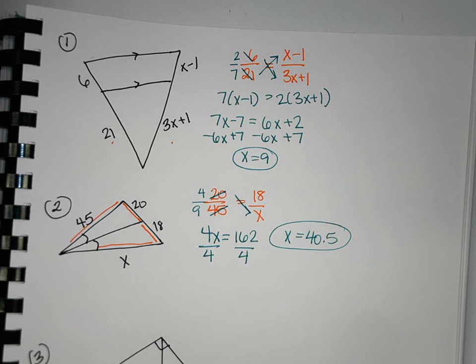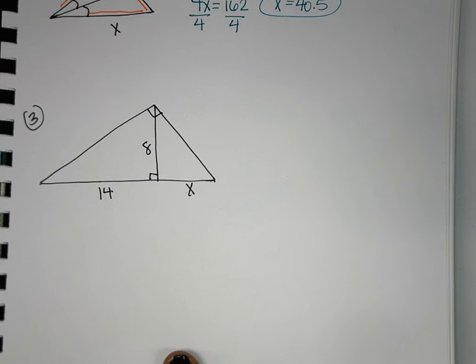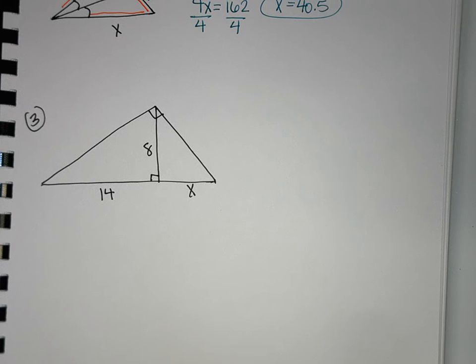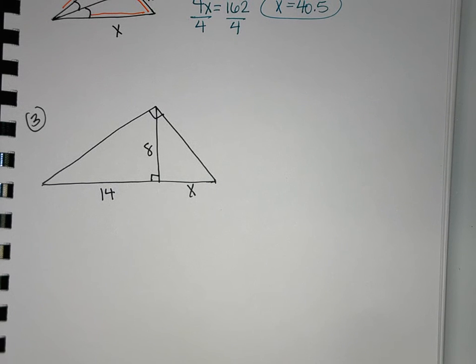Okay, last one. Number 3. Do we have side splitter? No, we don't know anything's parallel. Do we have an angle bisector? Where are the markings that it's an angle bisector? Nowhere. So no, we don't have an angle bisector. So what do we do if we don't have either one? We do it the basic way, the normal way, or the old way, whichever vocab you want to look at.